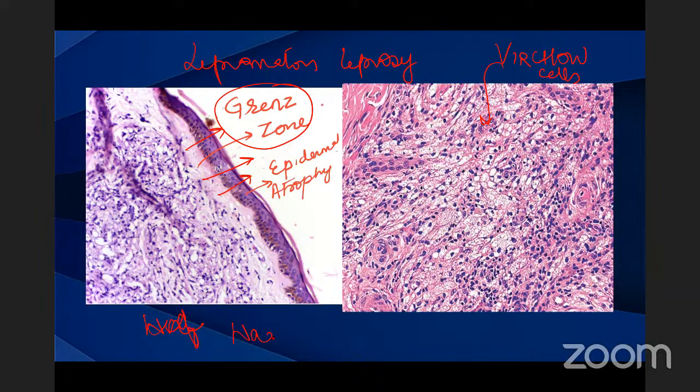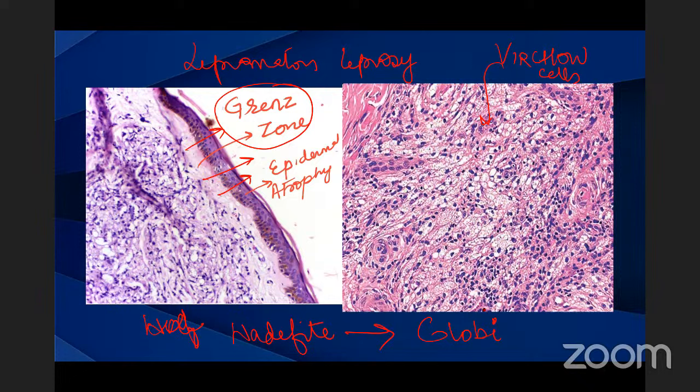Okay, so I'm going to write here Wade-Fite stain. Okay, so this is your ZN stain, modified ZN stain for leprosy. So if you put Wade-Fite stain, you will see globi, that is bundles of Mycobacterium leprae. Okay, so bundles of bacilli, you can see it here.